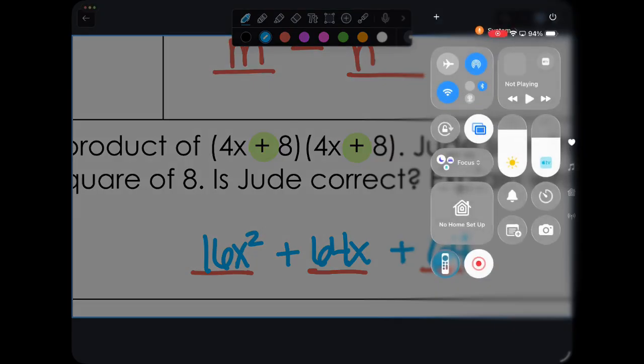Now, do you have to use these rules? No.